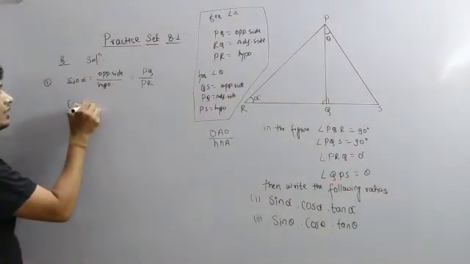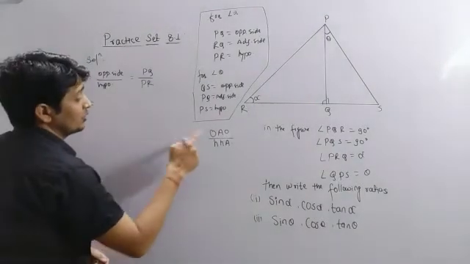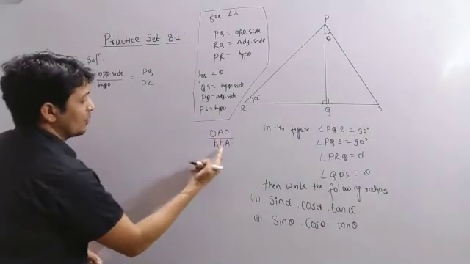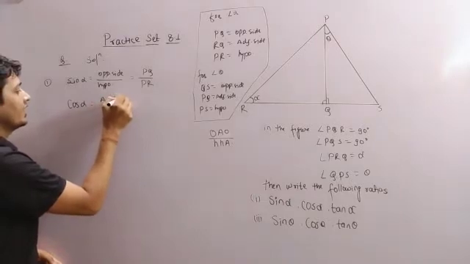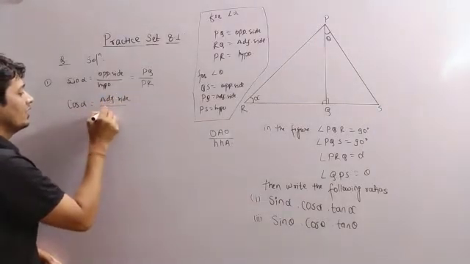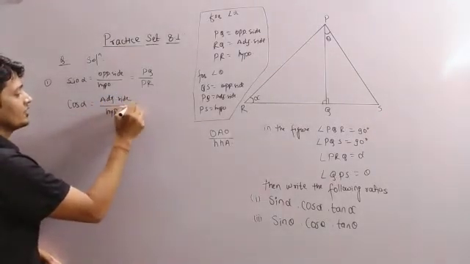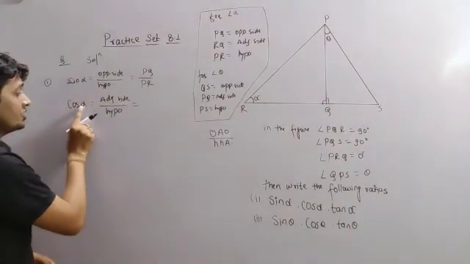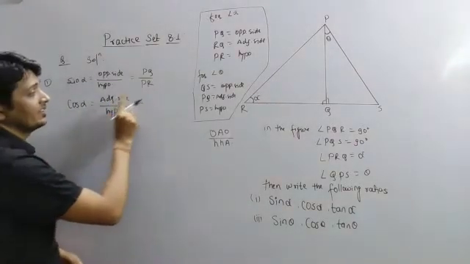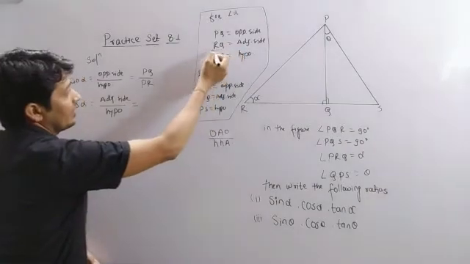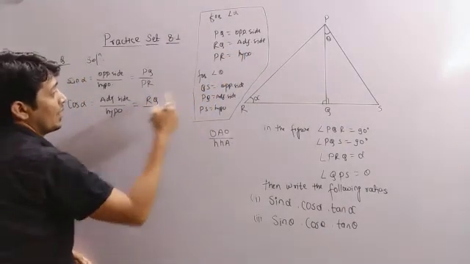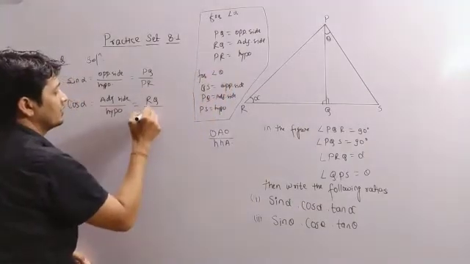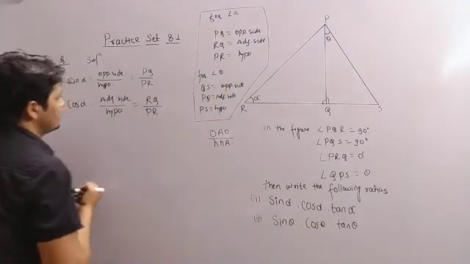Now for cos alpha. What does cos equal? Adjacent side divided by hypotenuse. So we have to write adjacent side divided by hypotenuse. With respect to angle alpha, which is the adjacent side? RQ. It is RQ divided by hypotenuse PR. So this is the second answer.